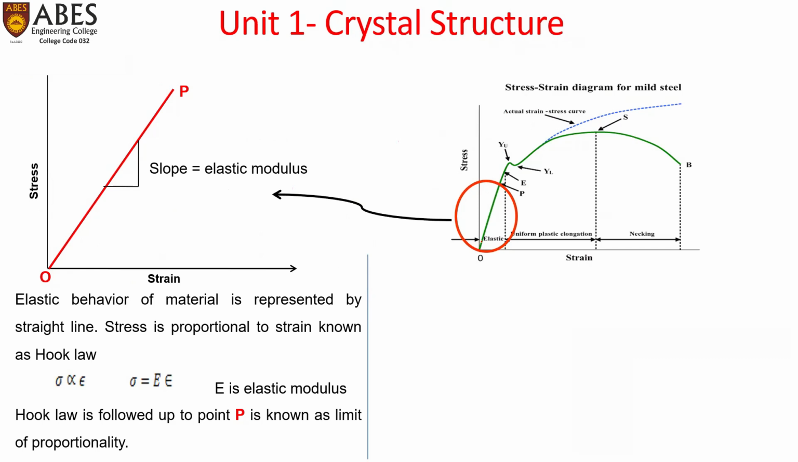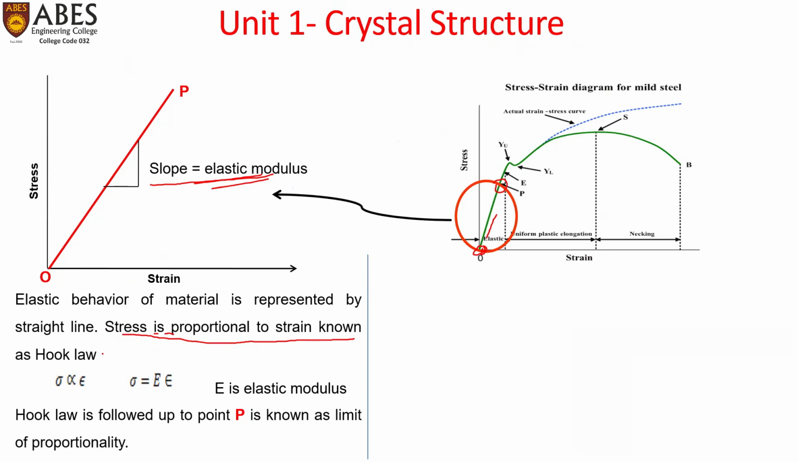First we'll focus our attention on this O to P region, which is linear in nature. So it is elastic behavior and its slope equals the elastic modulus. Elastic behavior of a material is represented by a straight line. Stress is proportional to strain, known as Hooke's law. During this part, stress is directly proportional to strain. Hence, the stress strain curve is a straight line.